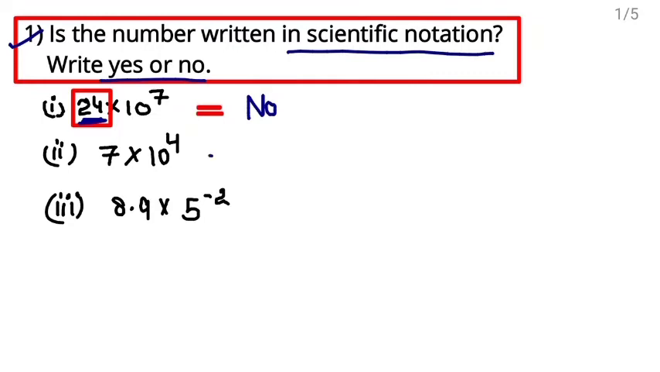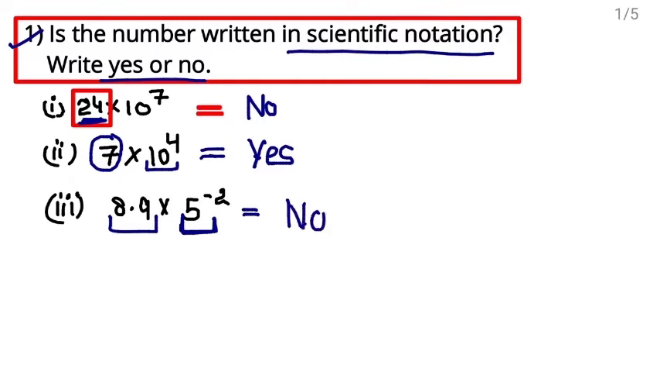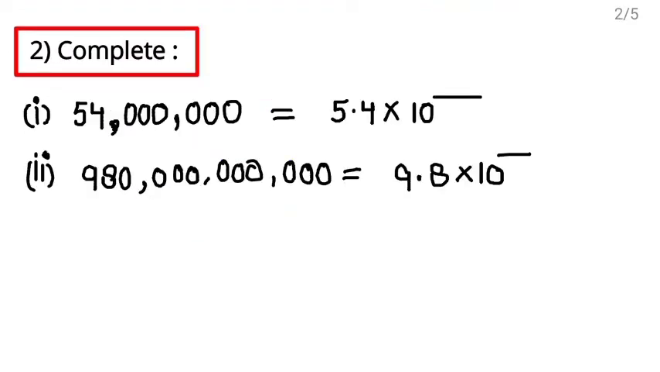Right? Next, second part. This is between 1 and 10, right? And this is the power of 10. So this is the product of a number between 1 and 10 and the power of 10. So this is in scientific notation. Next, in the third part, this is a number between 1 and 10, but this is not the power of 10. It is not a power of 10, it is a power of 5. So this is not scientific notation. Clear? Next question, question number 2, complete.